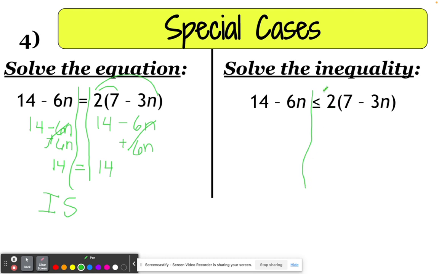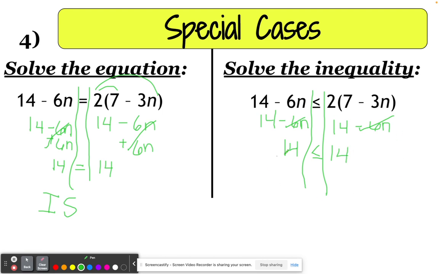Now let's solve my inequality. I'm not going to walk through the whole thing too much because it's exactly the same as the left side. I have my 14 minus 6n on this side. I have my 14 minus 6n on the other side. And my 6n's will cancel out when I add 6n to both sides. I end up with 14 is less than or equal to 14.